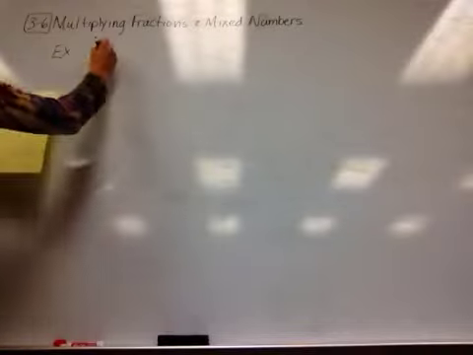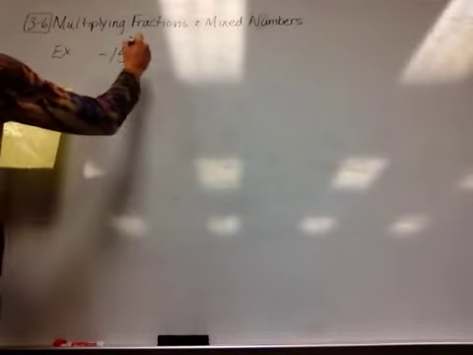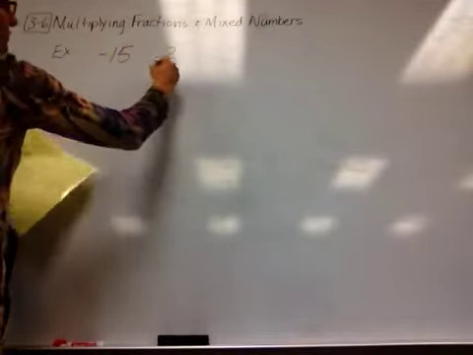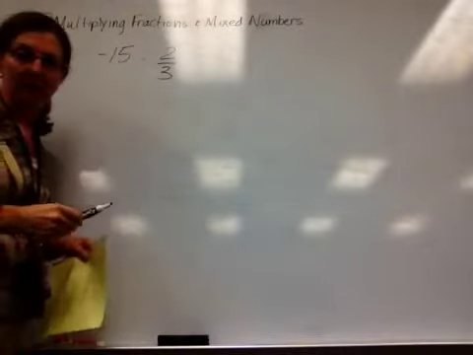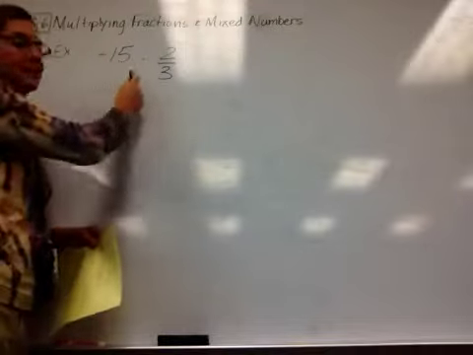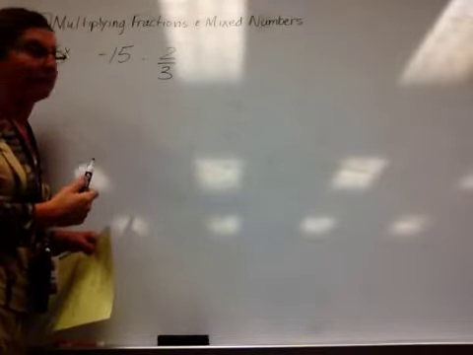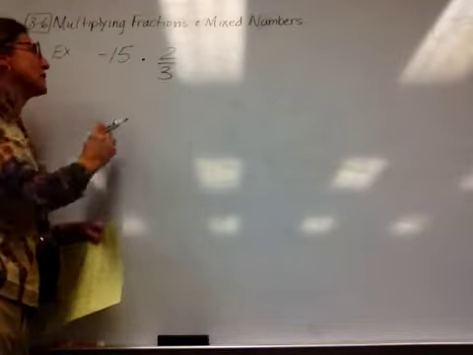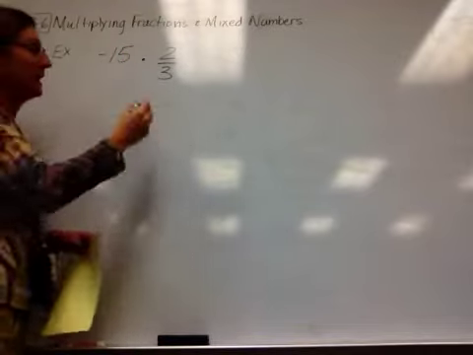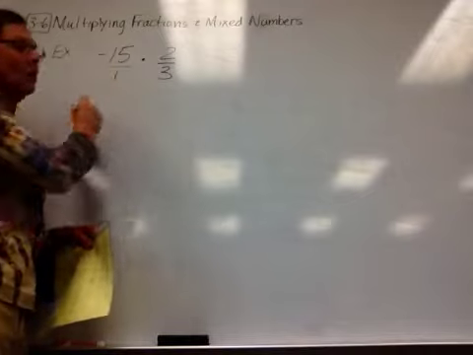We're going to say negative 15 times 2/3. Okay, now, I don't have a fraction here, I've got a whole number. But we know that we can take a whole number and write it as a fraction. And we don't have to worry about common denominators because we're multiplying. So I can just say that that's negative 15 over 1.